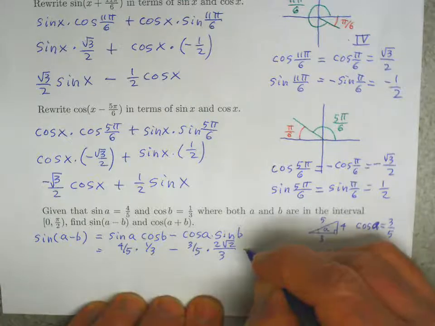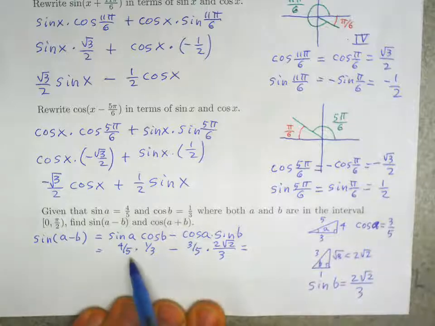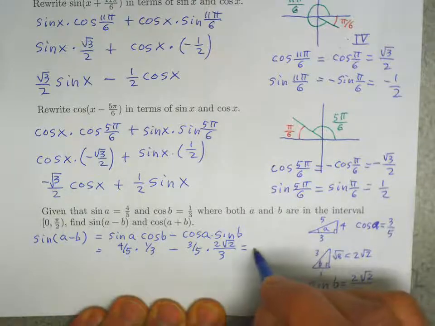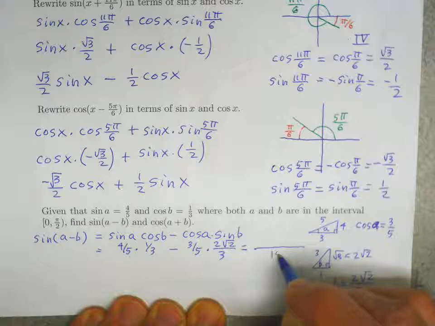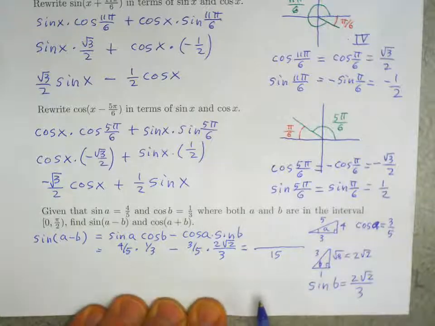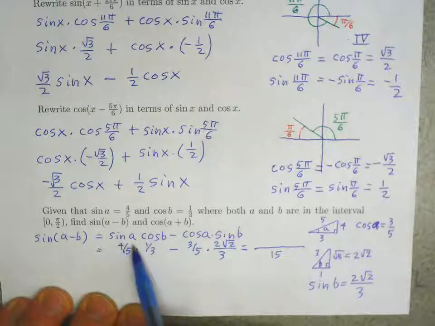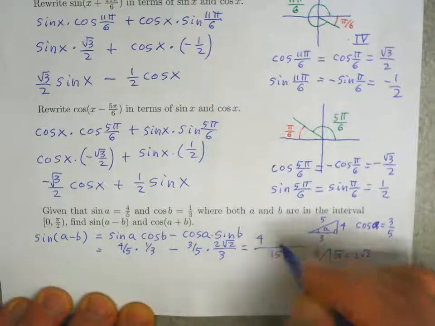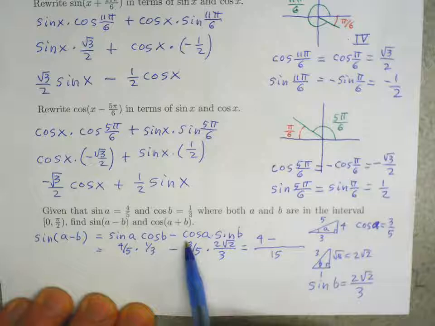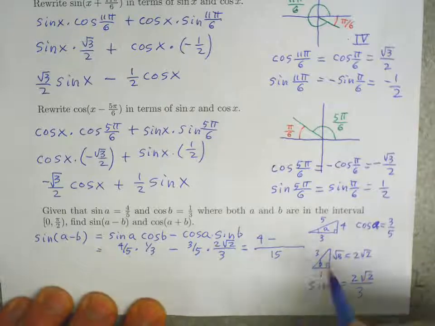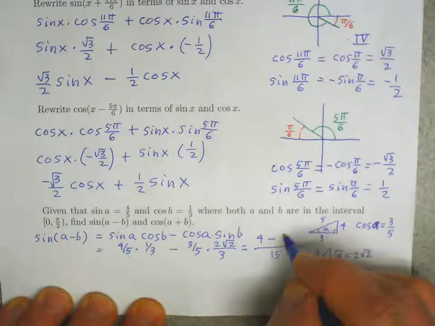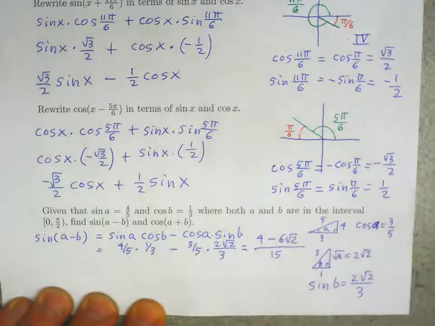So we can notice that the common denominator will be 15. So I'll write it as a single rational expression. And then this part of the numerator, 4 times 1, so we get 4. And then we're subtracting 3 times 2 times the square root of 2. So 4 minus 6 times the square root of 2.